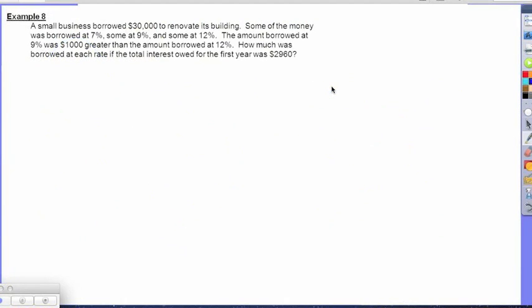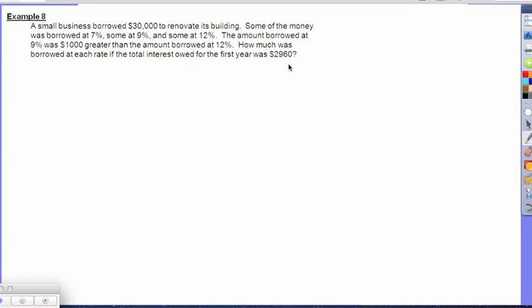For our last example, we're going to work with some financial information. We have a small business that borrowed $30,000 to renovate its building. Some of the money was borrowed at 7%, some at 9%, some at 12%. And then we know the amount borrowed at 9% was $1,000 greater than the amount borrowed at 12%. And we are trying to find out how much was borrowed at each rate if the total interest owed for the first year was $2,960. So that's a lot of information.